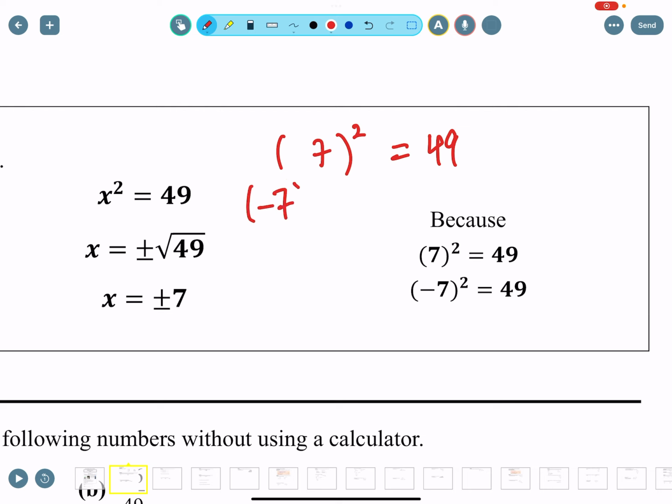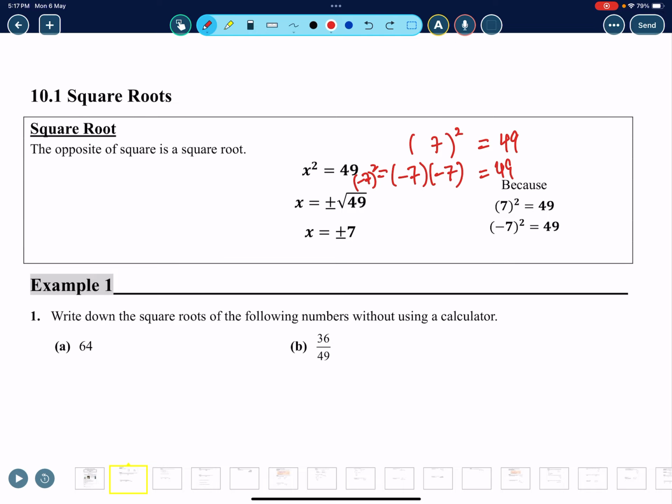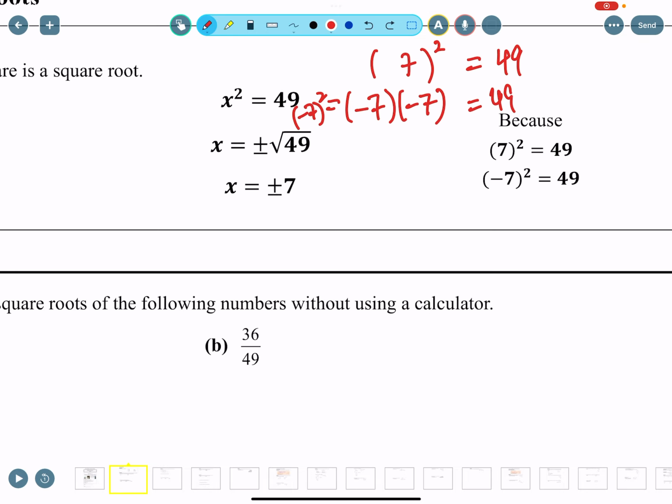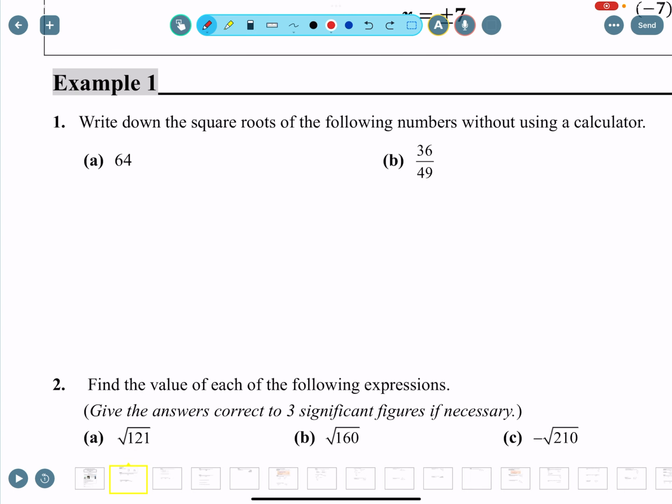But if you have negative 7 times negative 7, which is negative 7 squared, this is also 49 apparently, because negative times negative is positive, and then 7 times 7 is 49, right? So actually, there are two answers for x, plus or minus 7. This is something you probably didn't learn before, but now you have to know or be aware of this, basically.